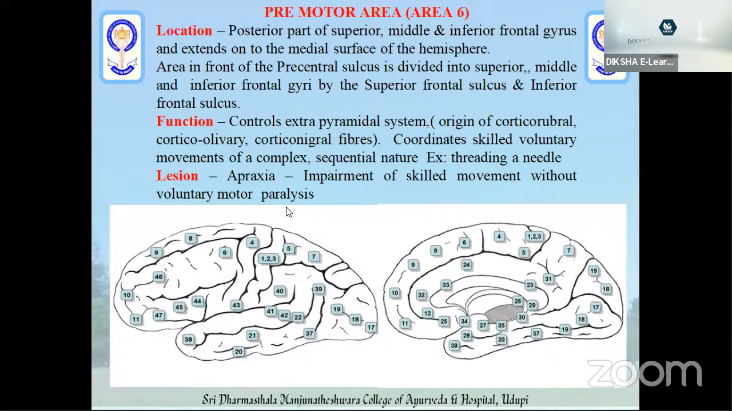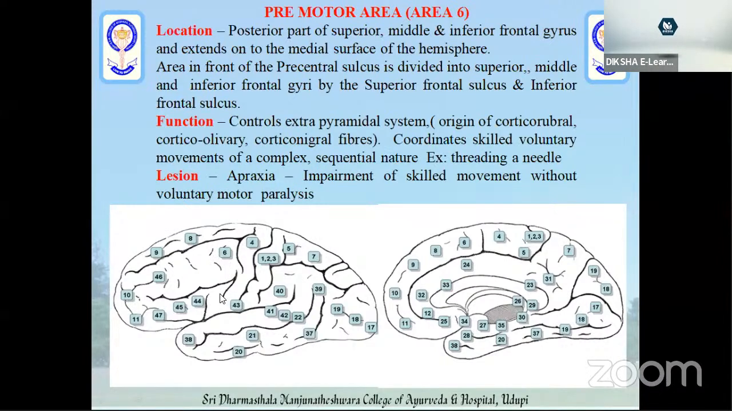The area in front of the precentral sulcus is divided into superior, middle, and inferior frontal gyri by the superior frontal sulcus and the inferior frontal sulcus. You can see in the diagram, this is the superior frontal sulcus, and this is the inferior frontal sulcus. These two sulci divide the frontal lobe of the cerebrum into superior, middle, and inferior frontal gyri. The posterior part of it will be considered the premotor area.